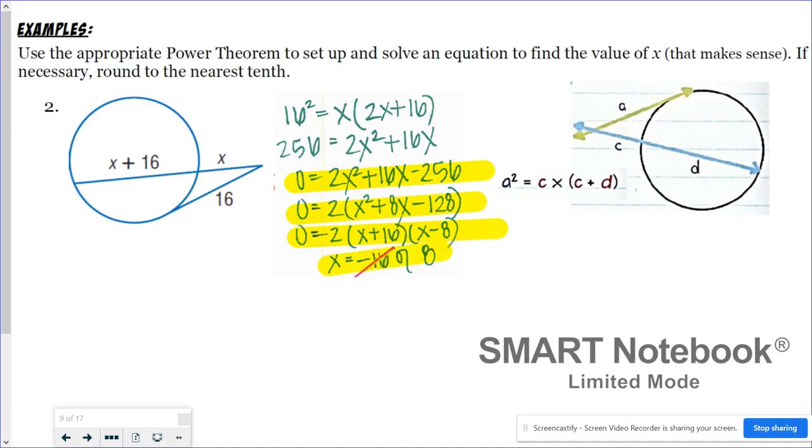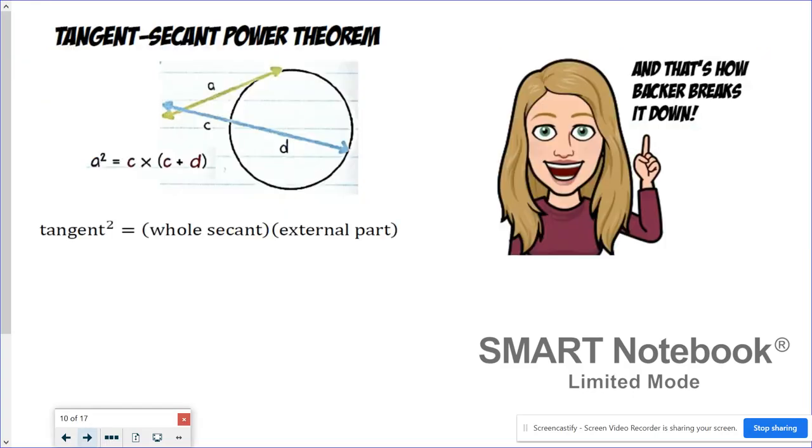Algebraically, there are two solutions. The negative 16 doesn't make sense. 8 does. So that's the tangent-secant power theorem. Basically, the tangent segment squared is equal to the whole secant times its external part.